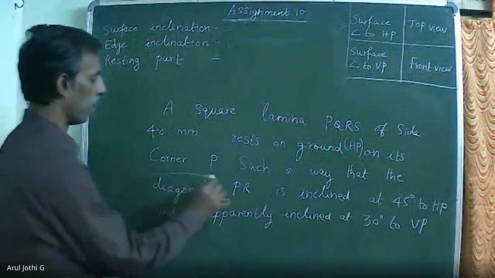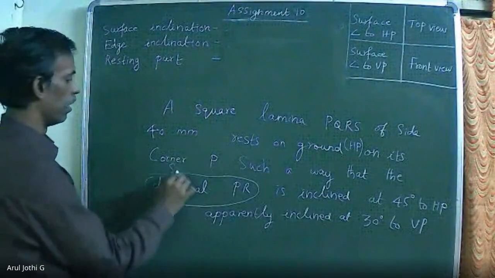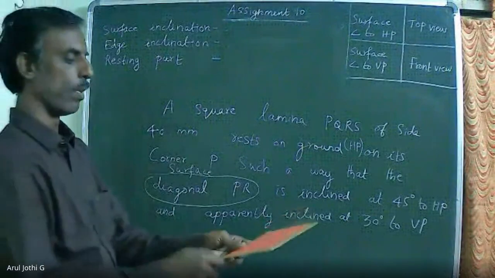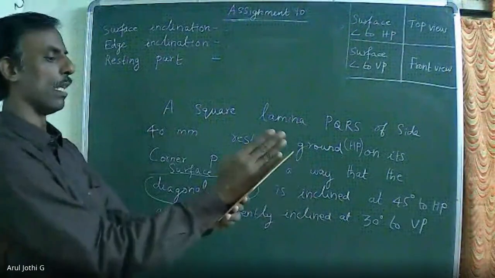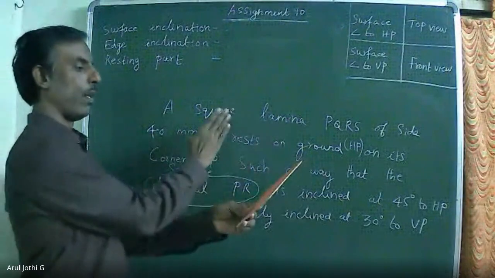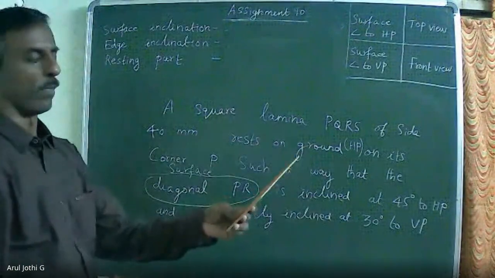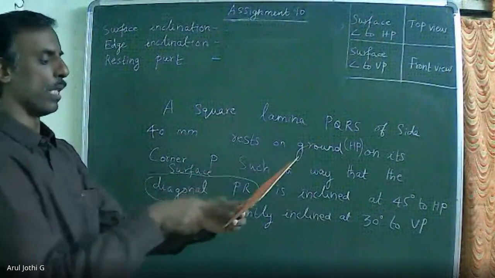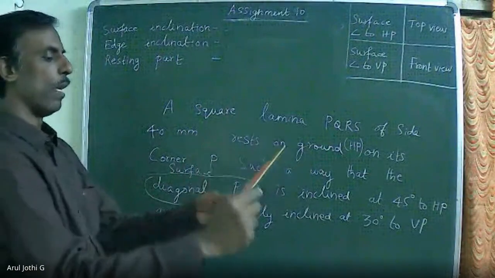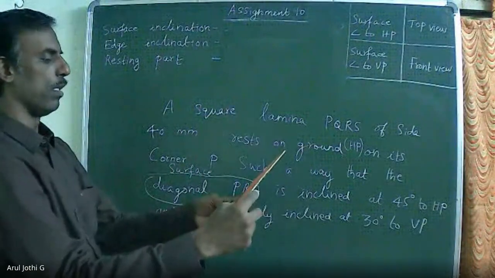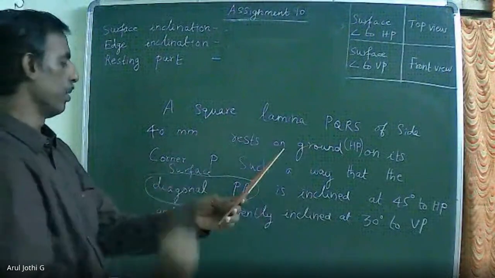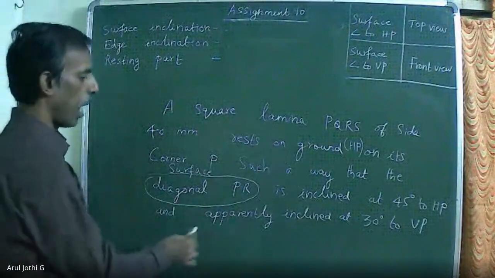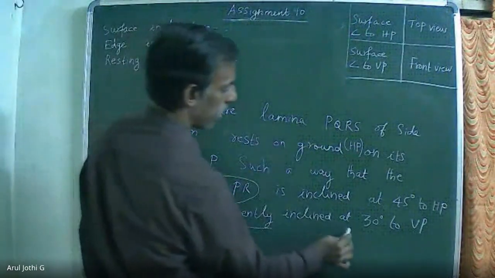So diagonal PR in this problem is indicating that the plane is inclined 45 degree to HP. This diagonal PR is inclined 45 degree to HP and parallel to VP. That is the condition. When the corner is resting on HP, the diagonal passing through the resting point P, that is PR, is inclined 45 degree to HP, which means the plane is inclined to HP. And the same diagonal PR is apparently inclined 30 degree to VP.